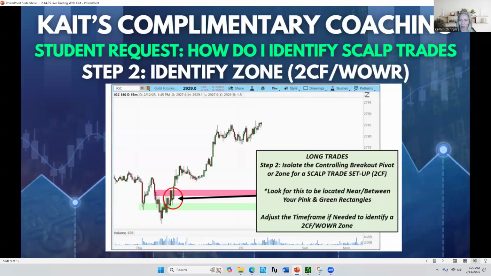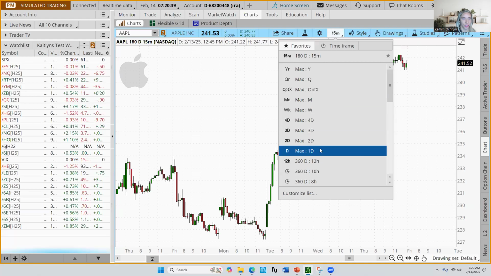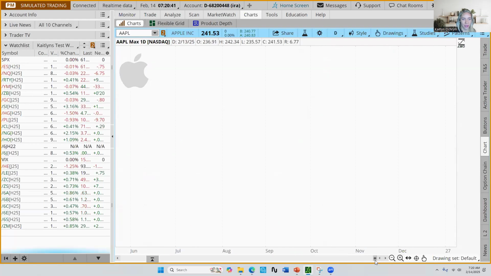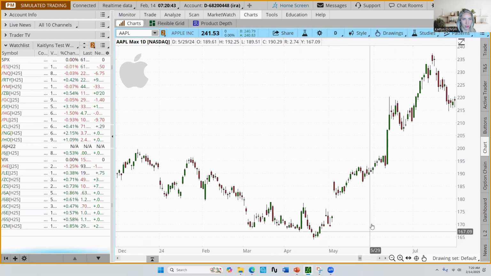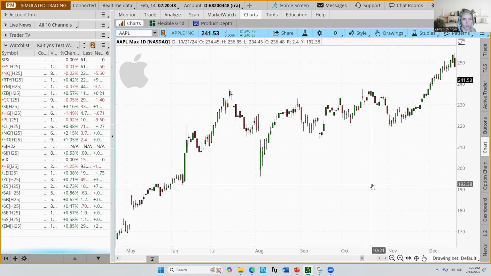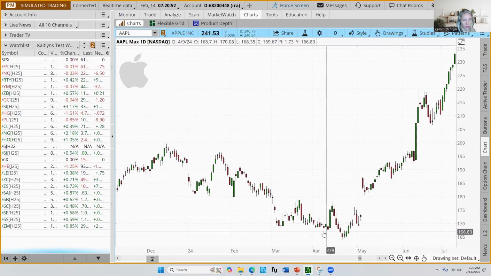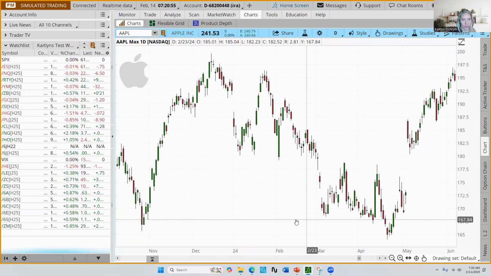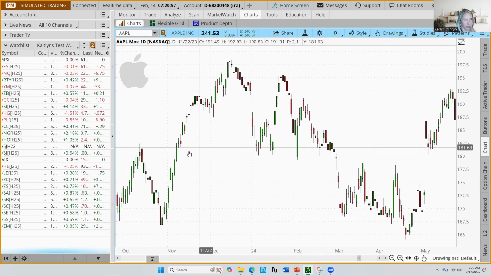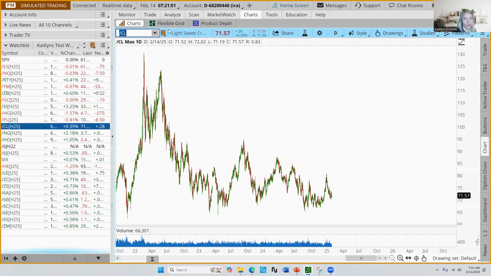Hey, Terry, let's see. What is a wick over wick reversal zone? That is a great question. So that's one of the strategies that I use to look for where price ultimately changes direction. Let me see if I can find one on Apple. So wick over wick reversal, it might be better to use a futures product. Let me come over to, let's say, crude oil.